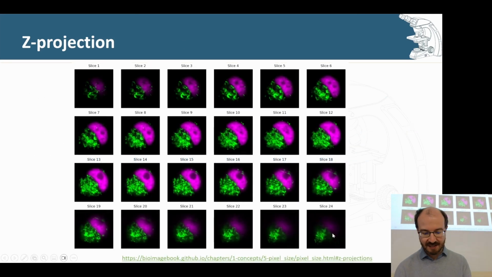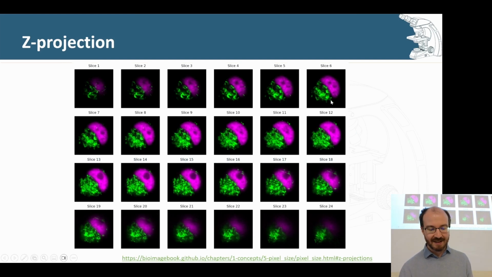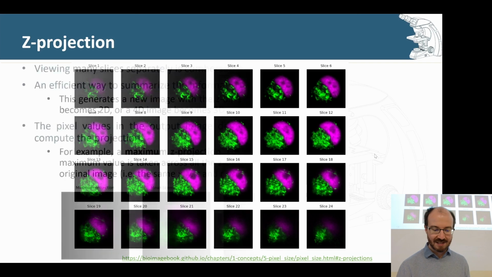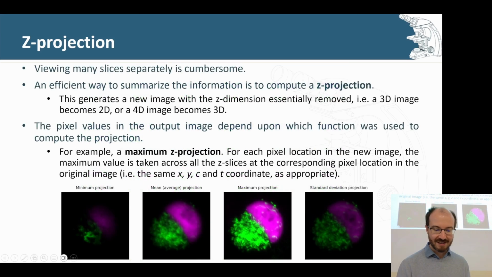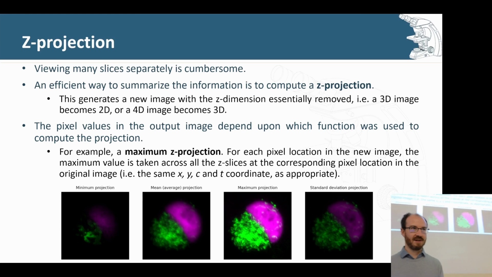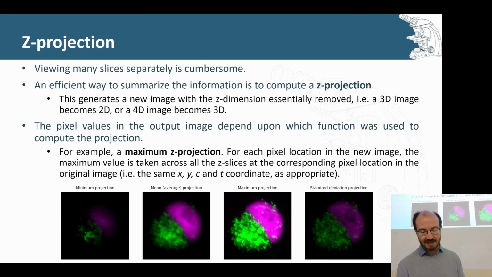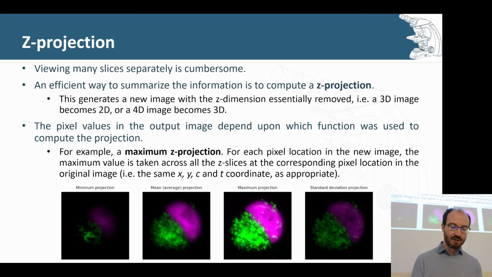So let's say I've got this Z stack here. I don't actually have this image, I got this from another website, but you can see I can look at all of the slices individually, and then I can get some understanding of this. But this is quite tedious, cumbersome is the word I put here. So what we would typically do is summarize this information in one of many ways. One way you can summarize it is to do a simple Z projection.